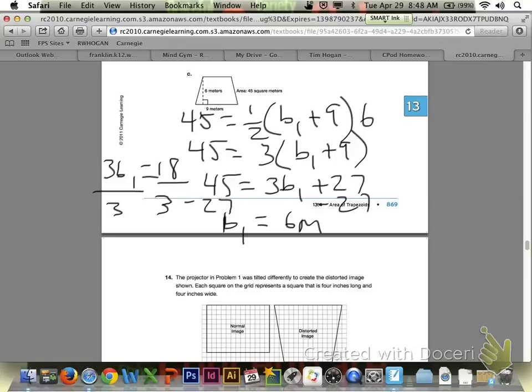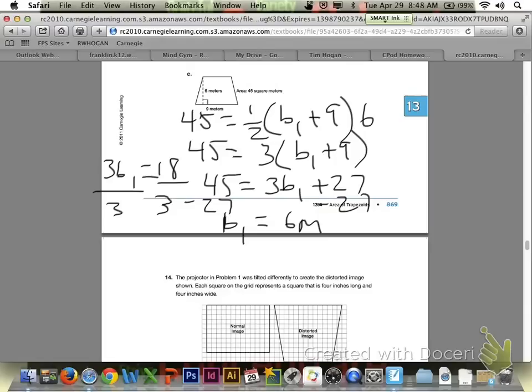Again, you want to try to isolate that variable, so we subtract 27 from both sides, and we get 3B1 equals 18. 45 minus 27 is 18. And then if we get the variable by itself, we divide both sides by 3. 18 divided by 3, B1 is going to be equal to 6 meters. That's a multiple step equation.